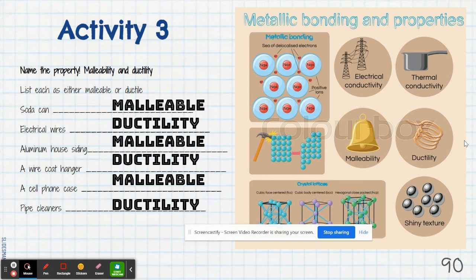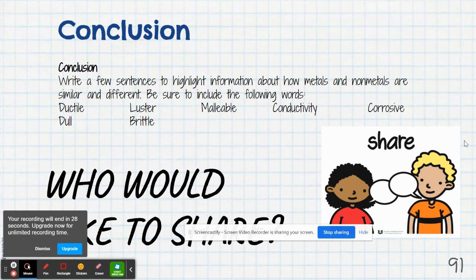There goes Mr. Roweter again. Here you should write a conclusion using these different words.